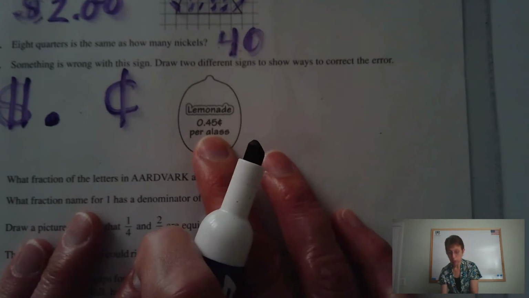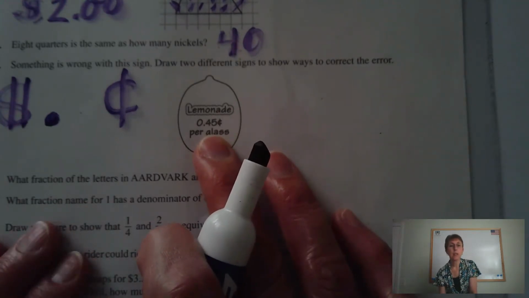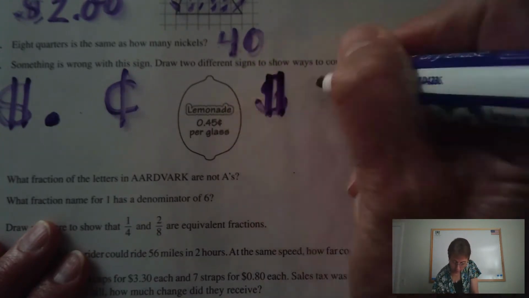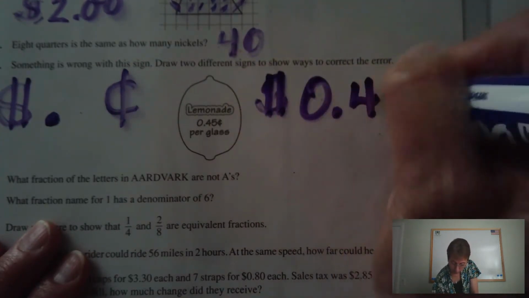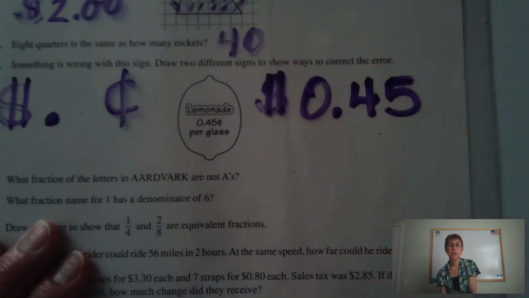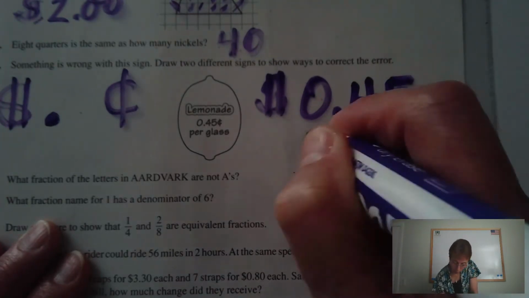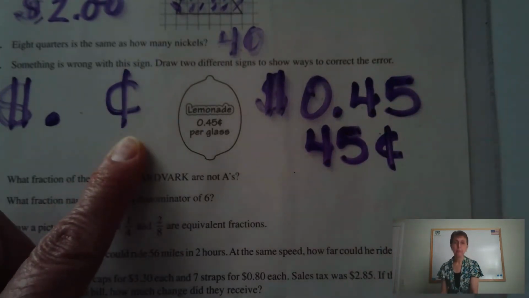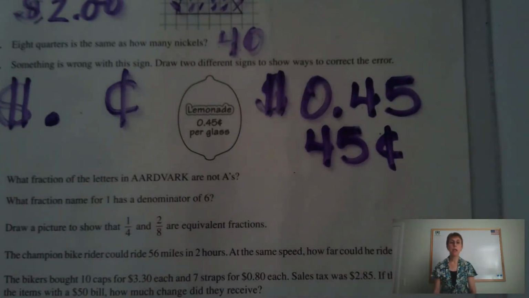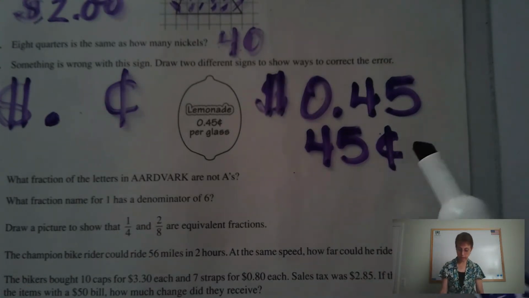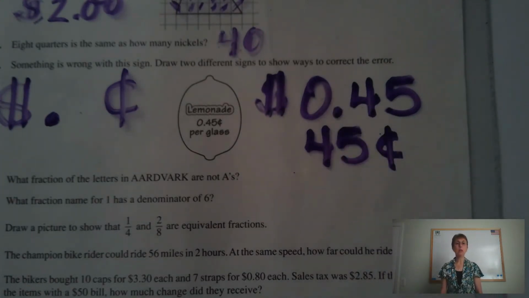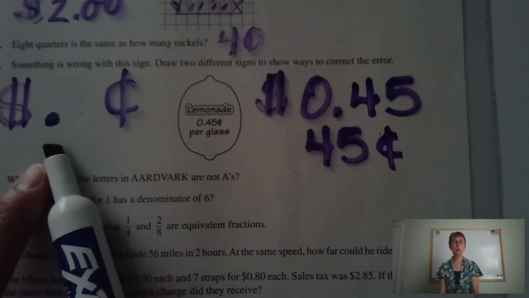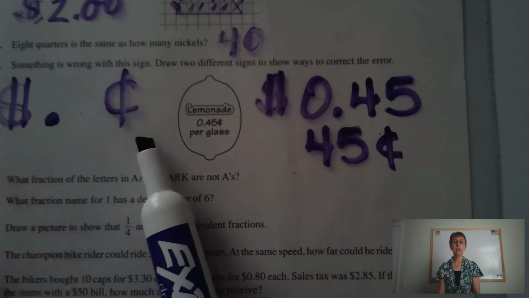So your dollar sign and decimal point work together, the cent sign stands alone. So this is supposed to say 45 cents. Well, then you either need to use the dollar sign and the decimal point, like this, $0.45, or you would simply write 45 and the cent sign. Two different ways to write it, but you do not combine a cent sign with the decimal point. They do not go together. Remember, the pair is the dollar sign and decimal point, and the cent sign stands alone.